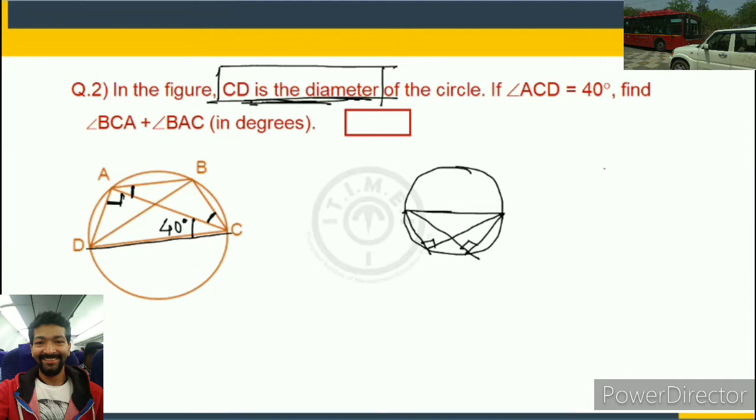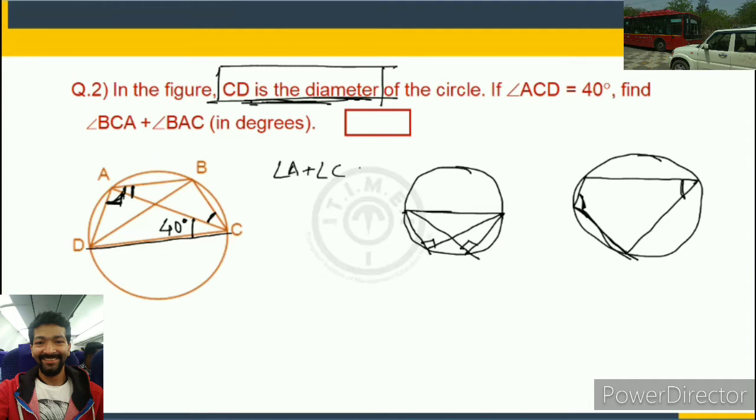I hope you are also aware of the property of a cyclic quadrilateral. What is a cyclic quadrilateral? A four-sided figure whose vertices lie on the circumference of the circle. Any cyclic quadrilateral has this property that opposite angles are supplementary, which means their sum should be equal to 180. So this ABCD being a cyclic quadrilateral, the sum of angle A plus angle C should be equal to 180, yes or no? Now in A plus C, we know the value of this angle, which is 90 degree by the property that we just saw, and this is 40 degrees.